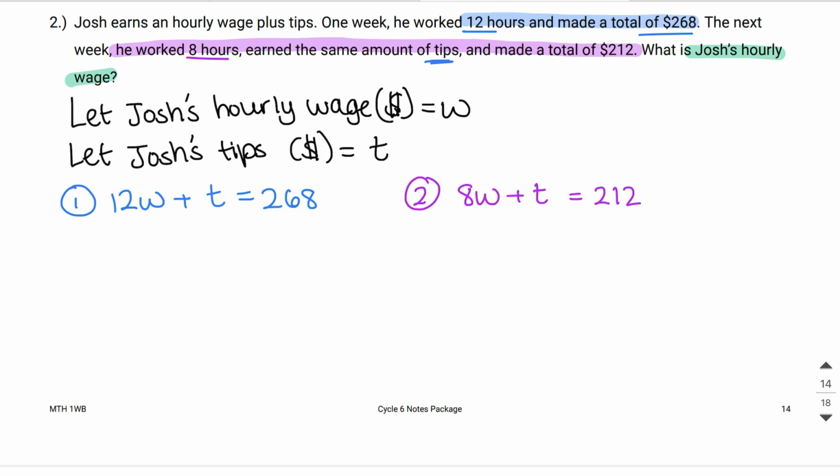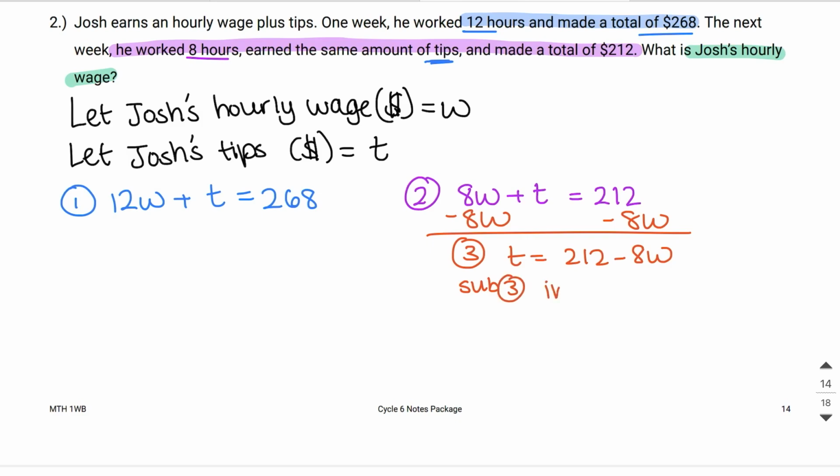Okay, so now we need to isolate a variable. In this problem, it's just as easy to isolate the T in either equation. So I'm going to isolate the T in this equation here, only because in the last question, I isolated the variable in the first one. So I just want to show you that it really doesn't matter which one you isolate. To get that T alone, I have to subtract 8W. And this is now equation number 3. And I'm going to sub 3 into equation 1.